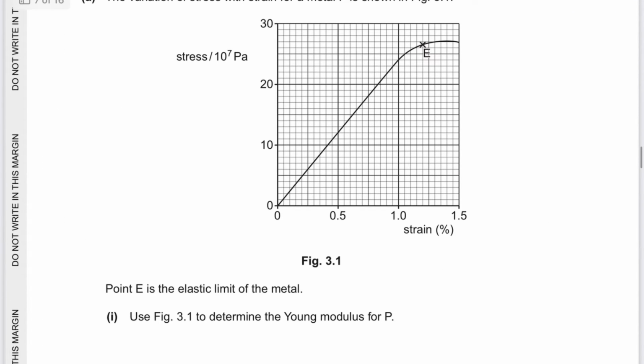Question 3. The variation of stress with strain for a metal P is shown in figure 3.1. Point E is the elastic limit. Elastic limit is the point beyond which an object will deform in a plastic manner. So that means if beyond this point you deform an object, it will not return to its original shape once the force is removed. Use figure 3.1 to determine Young modulus for P.